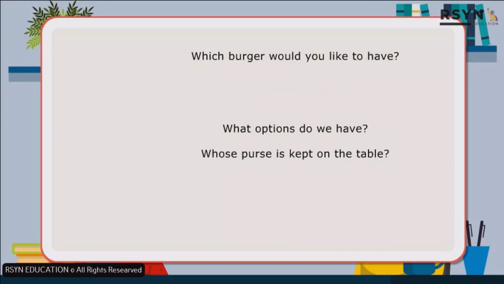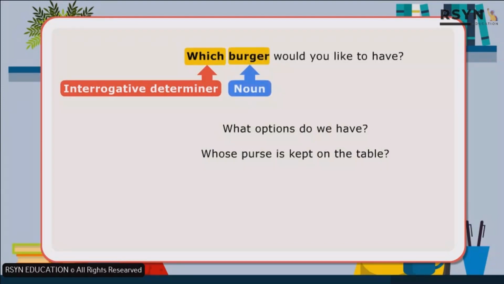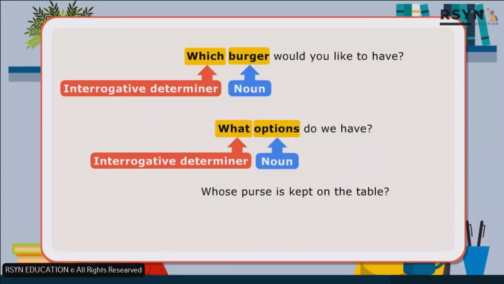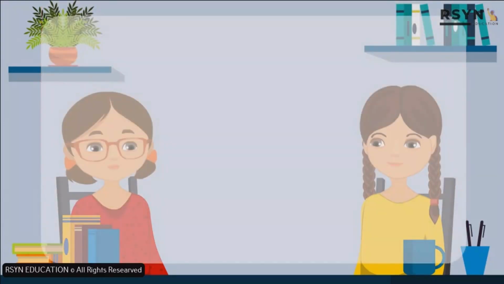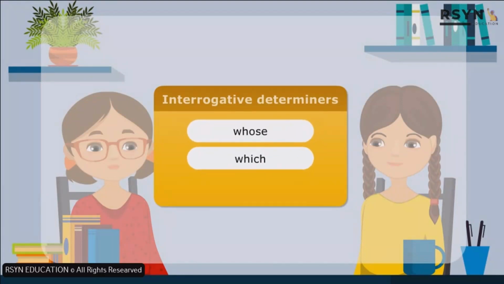In the first sentence, which is an interrogative determiner, since it asks something about the noun burger that follows. In the next sentence, what is an interrogative determiner, since it precedes the noun options and asks a question about it. In the third sentence, whose is an interrogative determiner, since it is used before the noun purse and asks something specifically about it. Here is a list of interrogative determiners: whose, which, what.